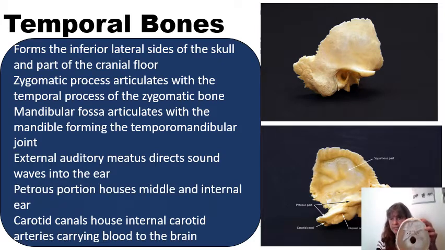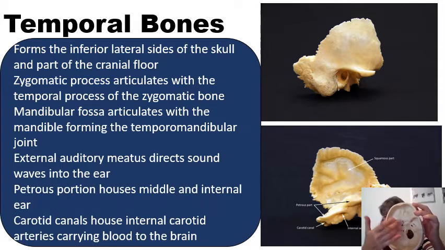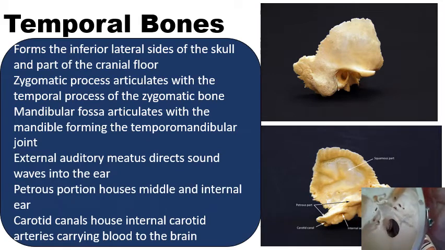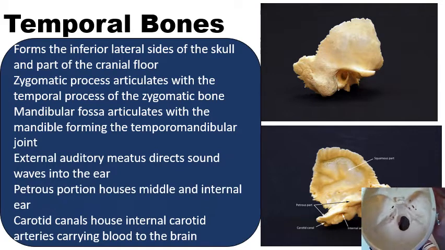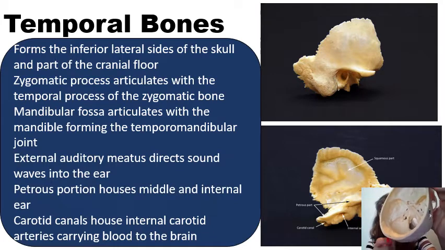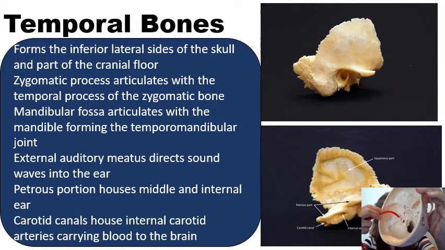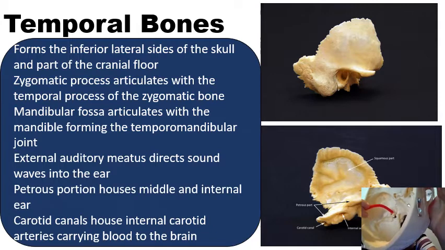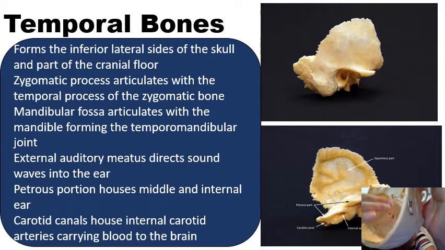If we look on the interior surface of the cranial cavity, you'll notice that there is this rocky mountain type of structure here. That is referred to as the petrous portion of the temporal bone. There is a hole right here, which is the internal acoustic or internal auditory meatus.